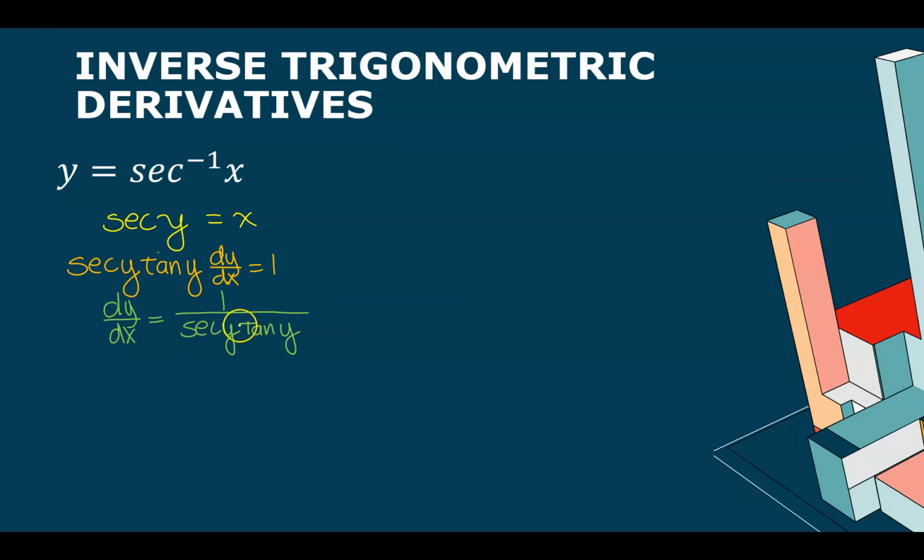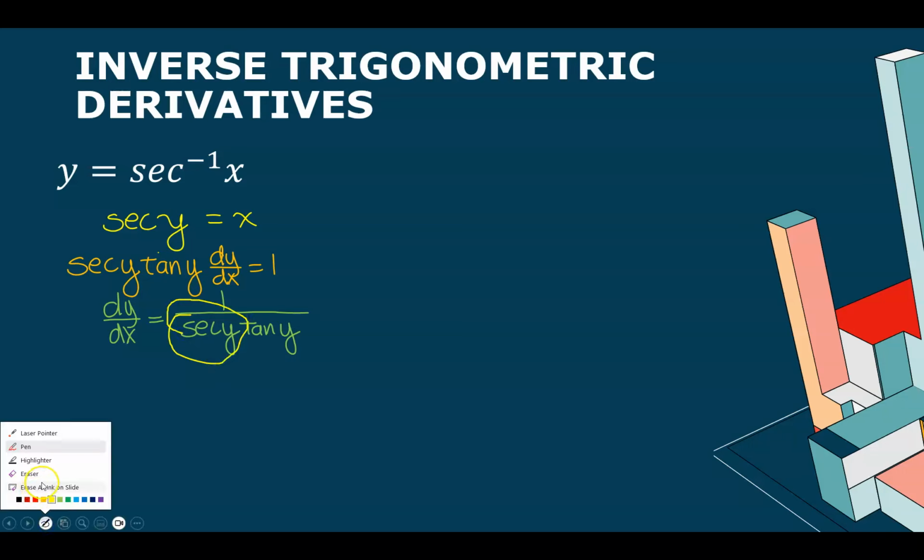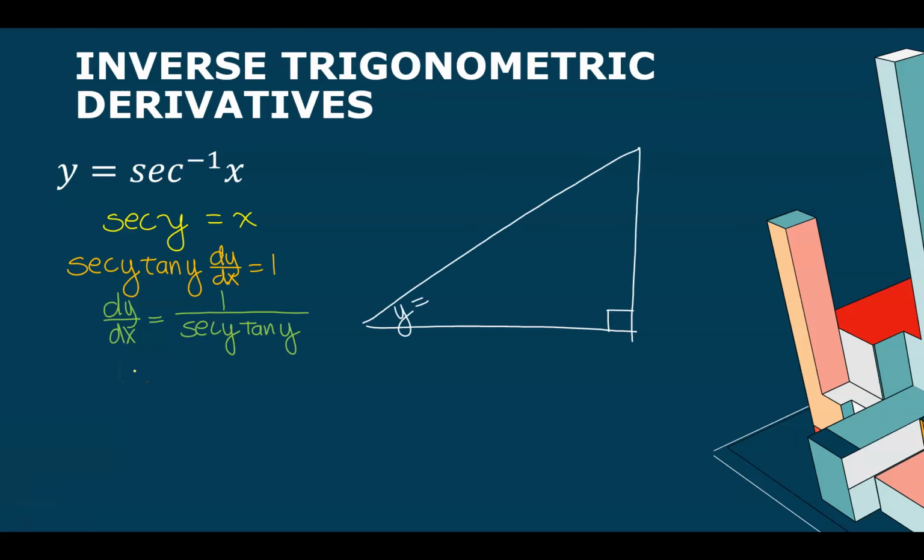And there you go. Well, one part's easy. We already have secant of y, which is equal to x, so we can get rid of this secant y right there pretty easily. But we are going to need to make our triangle to find tangent of y. So secant is going to be the hypotenuse over the adjacent side, and for tangent we need this opposite side. So we know it's going to be a square root of the hypotenuse squared minus the adjacent side squared.